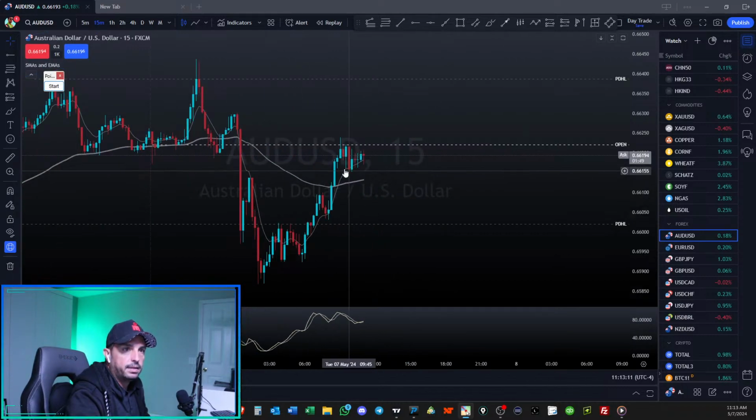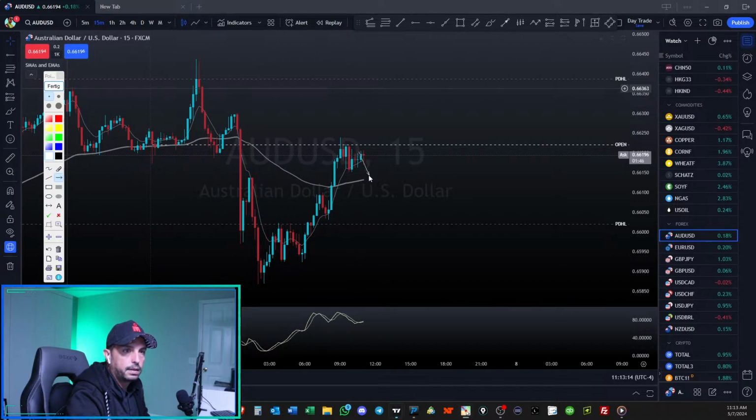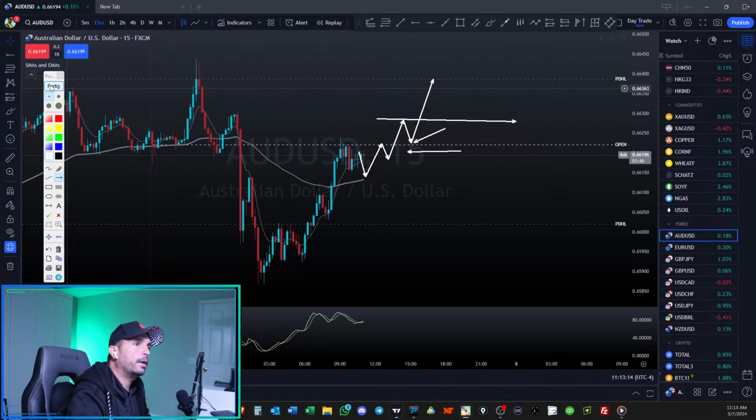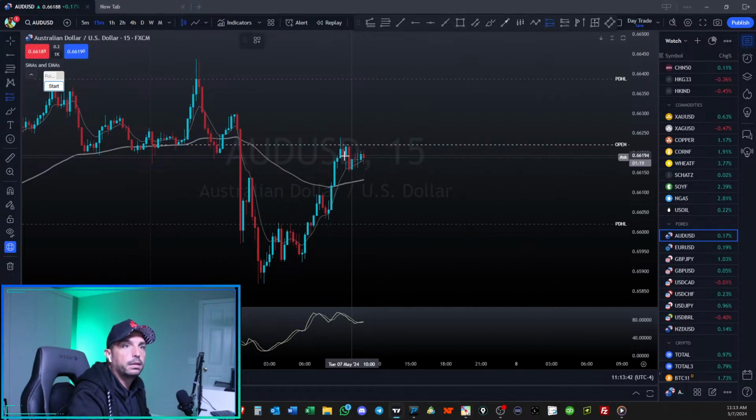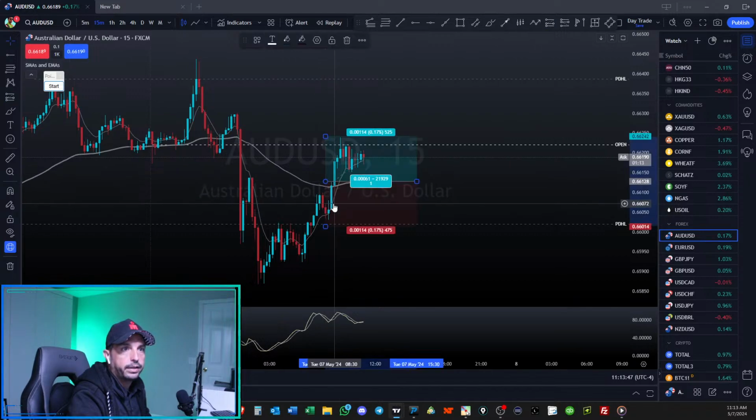I would wait for price to do kind of like this, break that, then test this, then it goes for that, with the entry maybe here, or the break of that. Stop goes right here. That's what I would have played. I would have done that long.